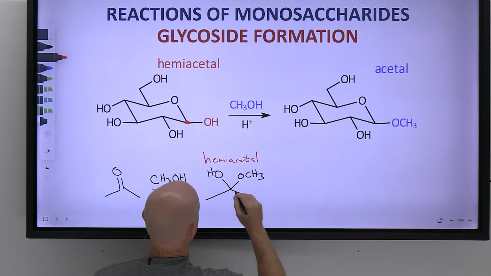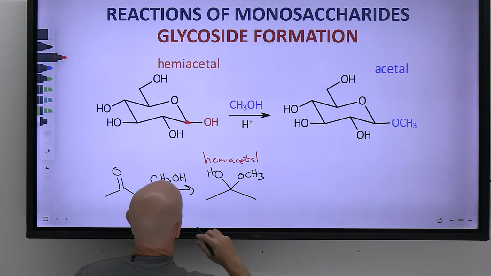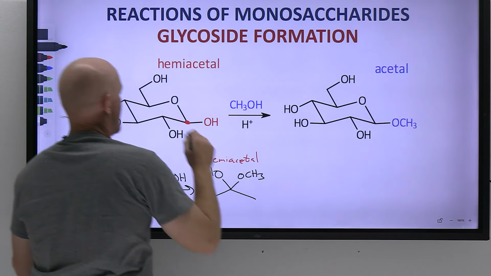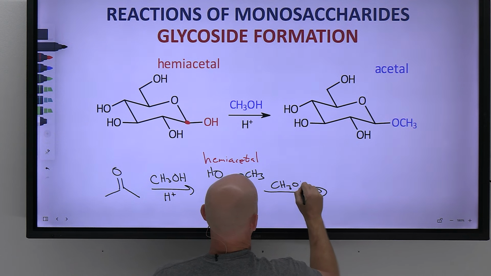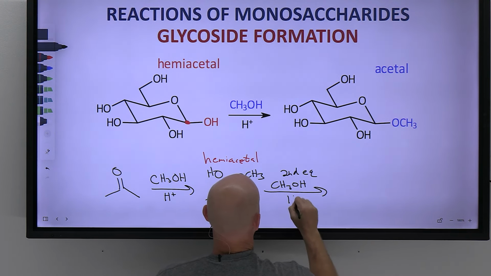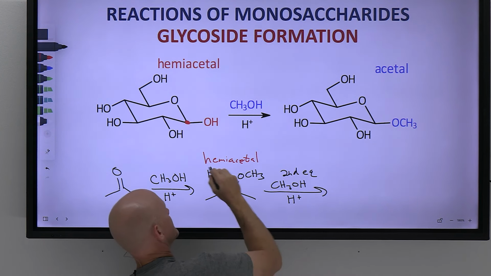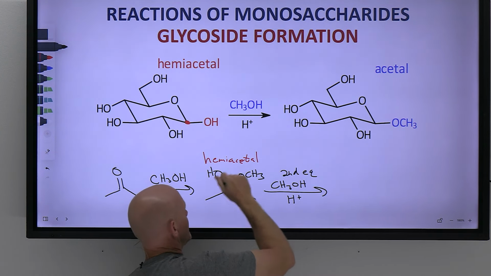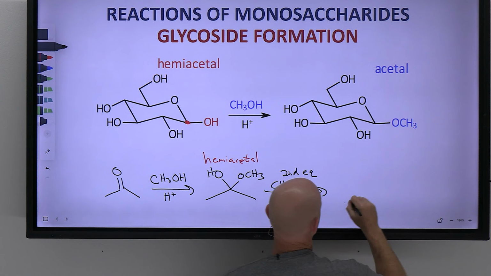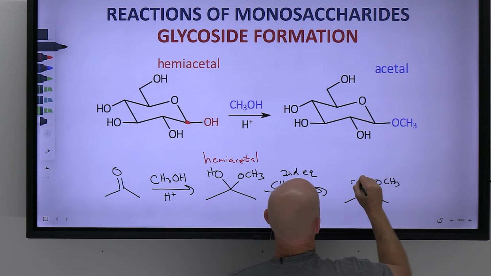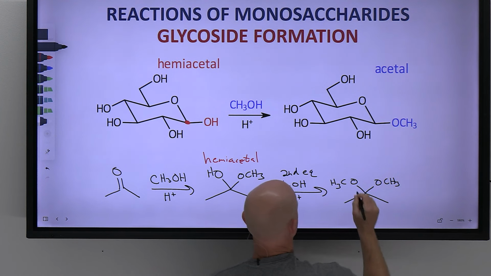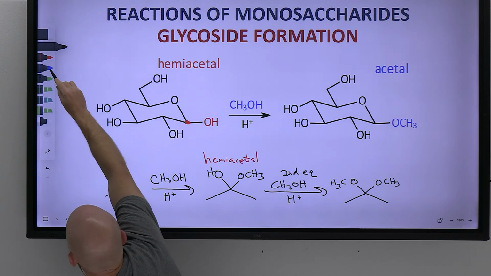It is halfway to an acetal, and hence the name. So, and then we'll go ahead and add a second equivalent here. So this OH is going to get protonated and leave as a leaving group and get replaced by that second equivalent. So, and that is your acetal.